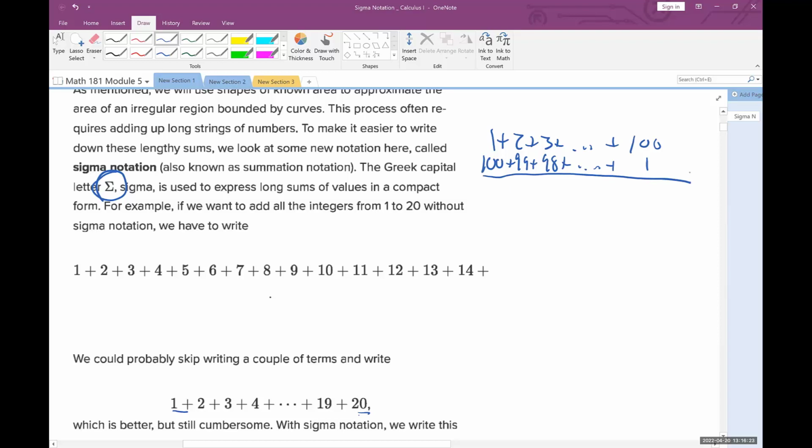Now, if I add all those up, what do I have each time? What's 100 plus 1? 101. What's 99 plus 2? 101. What's 3 plus 98? 101. All the way down to 101. Now, how many 101s are there? Are there 50 of them? Well, you got 1 through 100 terms. So there should be 100, right?